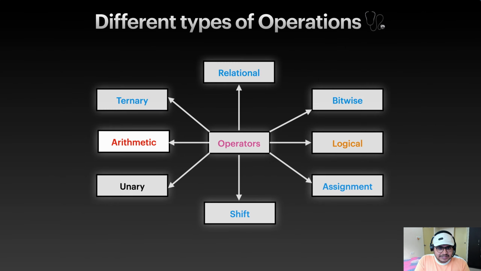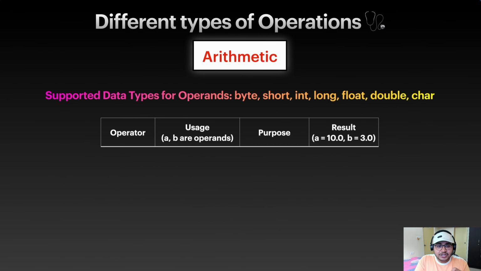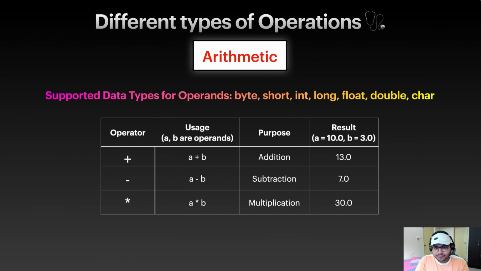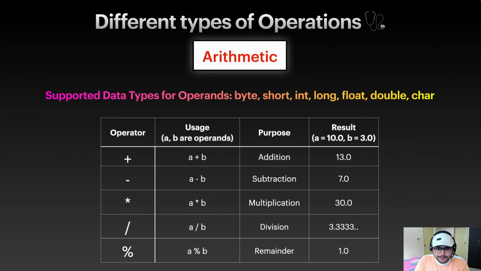The first set of operators are arithmetic operators, which include the standard mathematical operations. The plus operator is used for addition, so 10 plus 3 returns 13. The minus operator is used for subtraction, so 10 minus 3 returns 7. The star operator is used for multiplication, so 10 star 3 returns 30. The slash operator is used for division, so 10 slash 3 returns 3.33333 and so on. The modulo operator is used for finding the remainder, so 10 modulo 3 returns 1 as the remainder. As you can see, all of these operators are binary operators, that is, they take two operands.